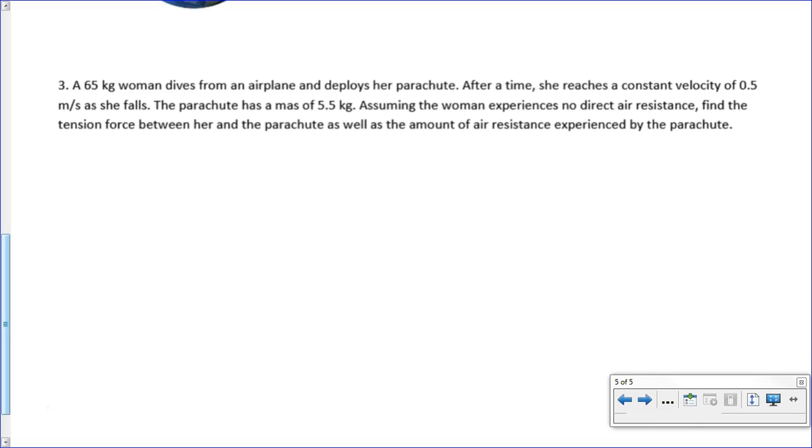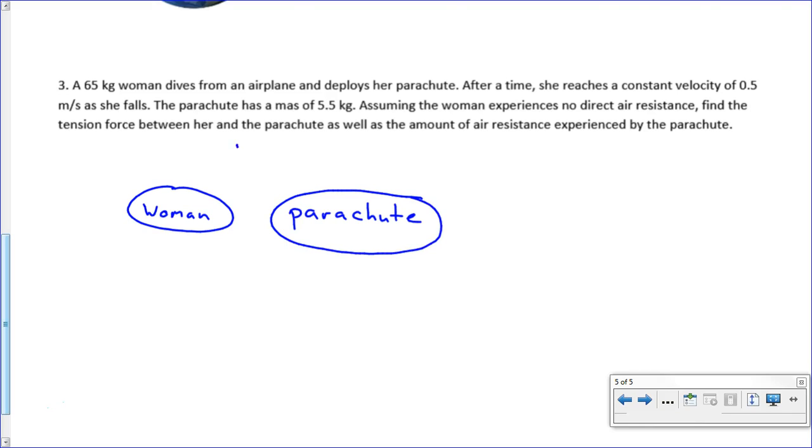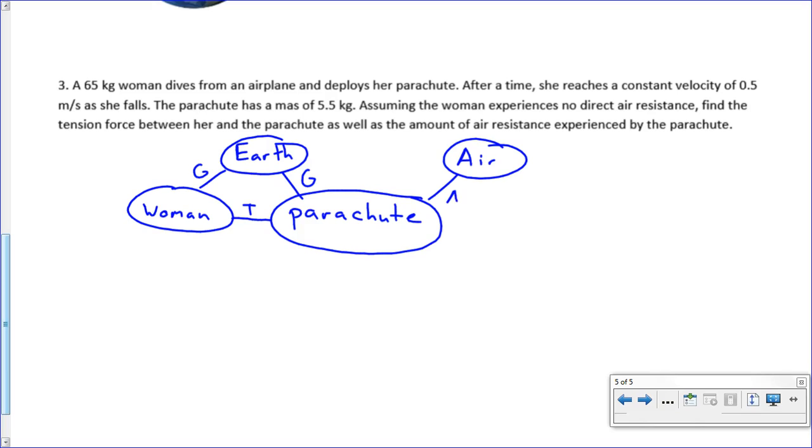So on this one, what we've got is some different objects of interest. We've got the woman. Additionally, you have the parachute. We have the Earth, because they'll both be interacting gravitationally with the Earth. And then the parachute and the woman. If you think about a parachute and a person, they are connected by strings or ropes of some kind, so that is a tension force that exists between them. And then I've said, assuming that the woman's not experiencing direct air resistance, so there's no air resistance on the woman, but there is, of course, air resistance on the parachute. So we've got air resistance. And these are the different forces at play here.